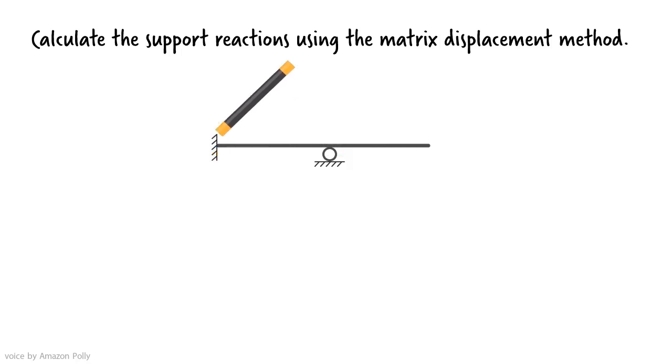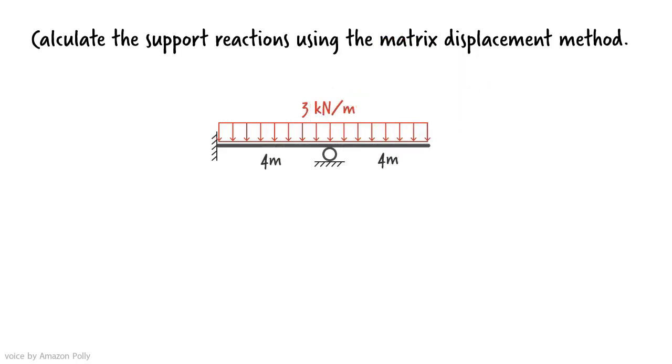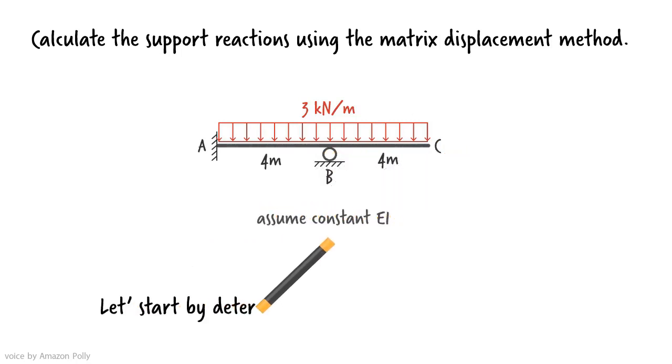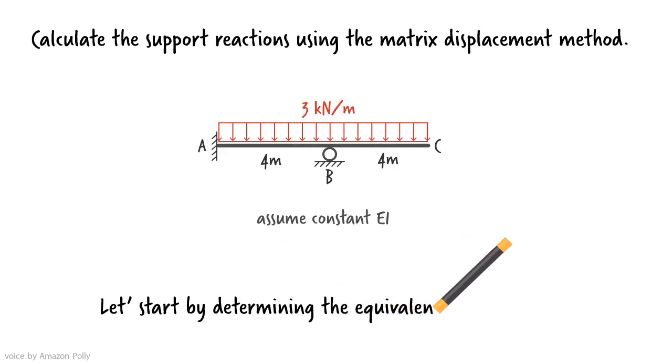Suppose we wish to analyze this beam, using the displacement method. The indeterminate beam is subjected to a uniformly distributed load. We can start by replacing the load with its equivalent joint loads.